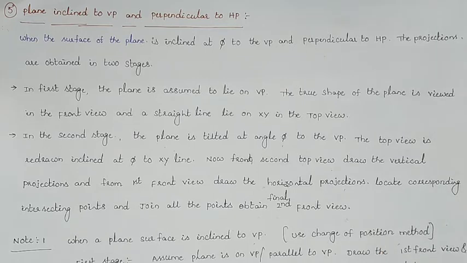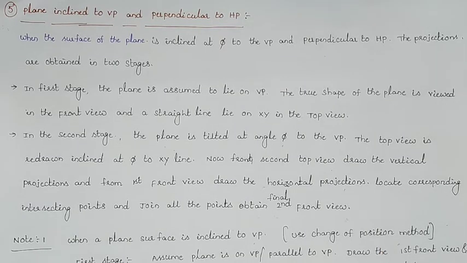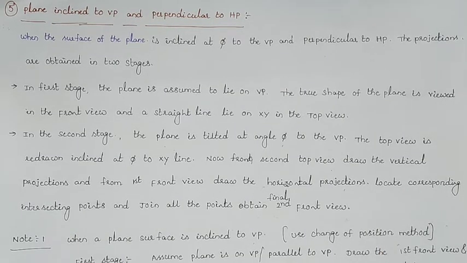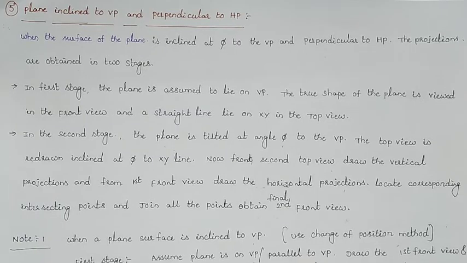So in the change of position method, in the first stage we can assume that the plane is on the VP or parallel to the VP, or the side is on the VP, as given in our problem. We know that when a plane surface is parallel to the VP, we draw the first front view and first top view.